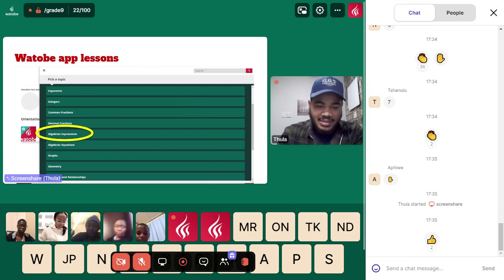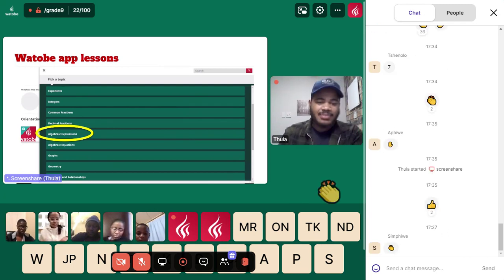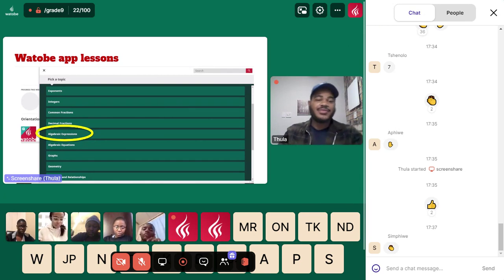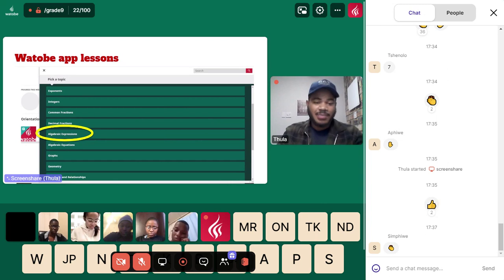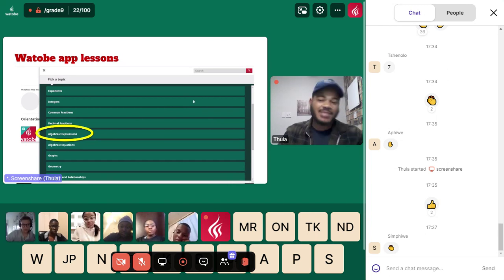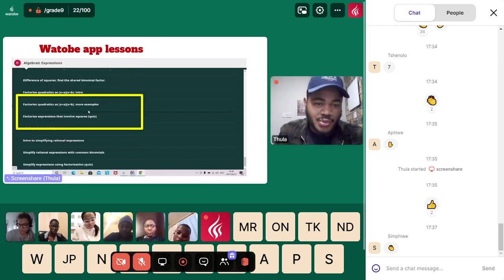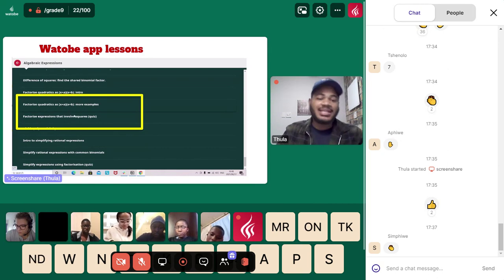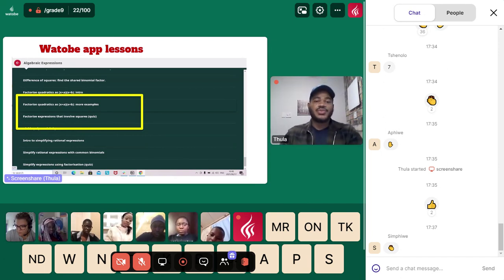Then we have the homework, so that you come prepared for the next lesson. As most of you know, you go to the Watobi app lessons, pick a topic, click on algebraic expressions, and then do the factorize quadratics. Just do the examples and do the quiz. And as always, if you have any trouble, be sure to let the tutor know via the chat option on the Watobi app.